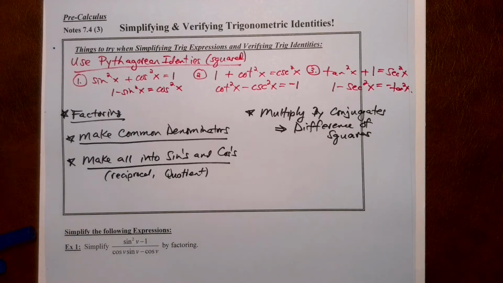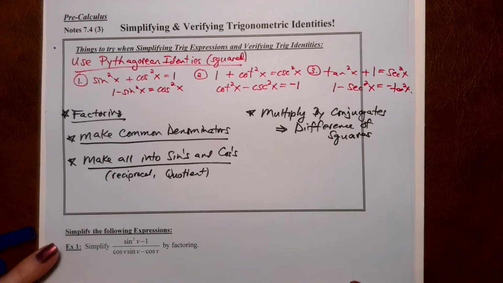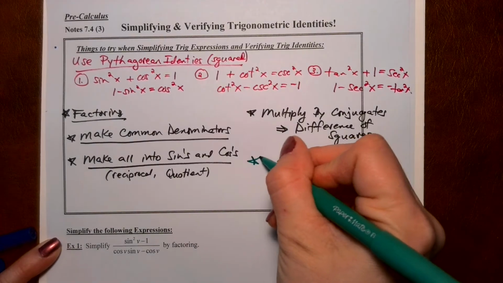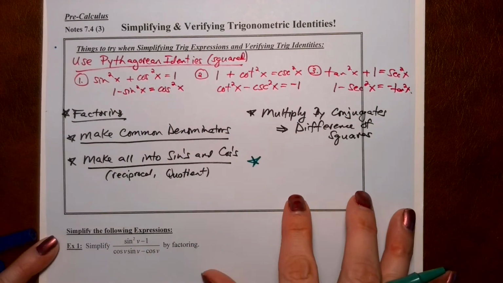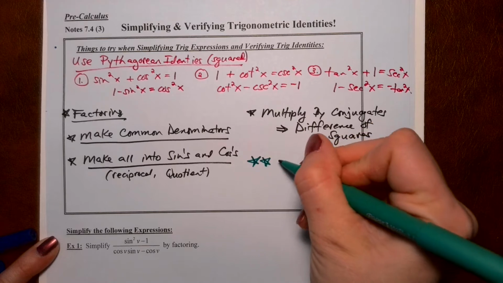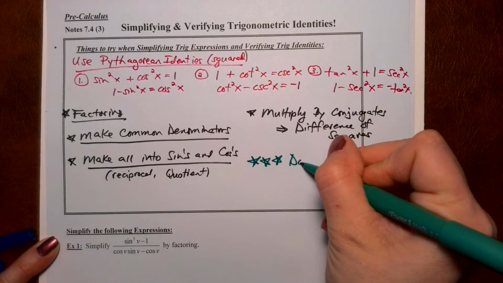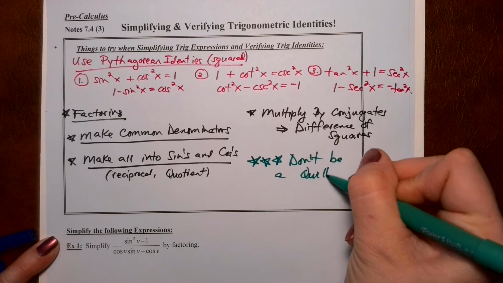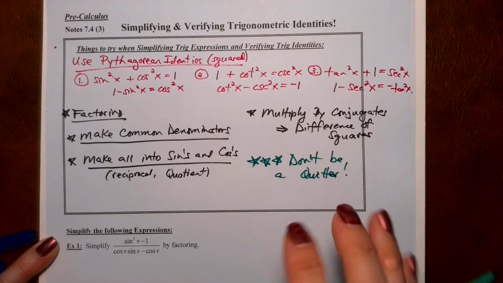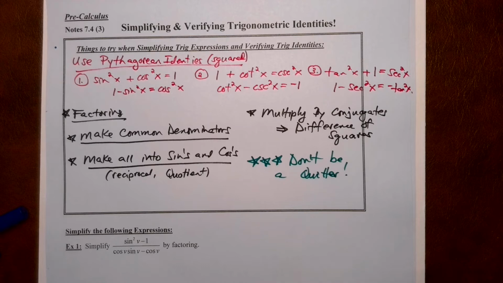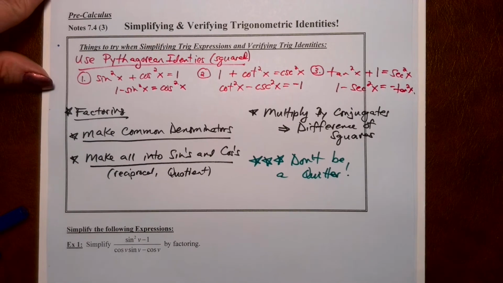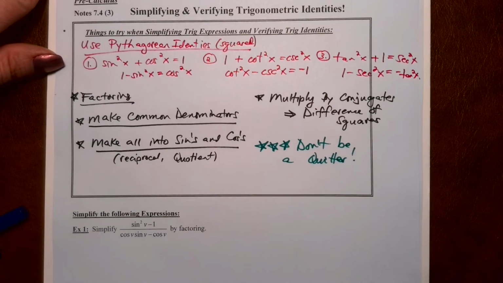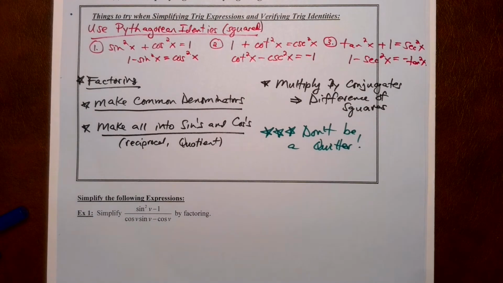And the most important thing to try, the most important technique, no matter what kind of problem you have, I'm going to give this one 3 stars. Don't be a quitter. Do not be a quitter. You are not going to be able to get this done if you don't keep trying. It's okay to try things, and if it's not working, you can just go back and start a different technique. Don't be afraid to try something else.